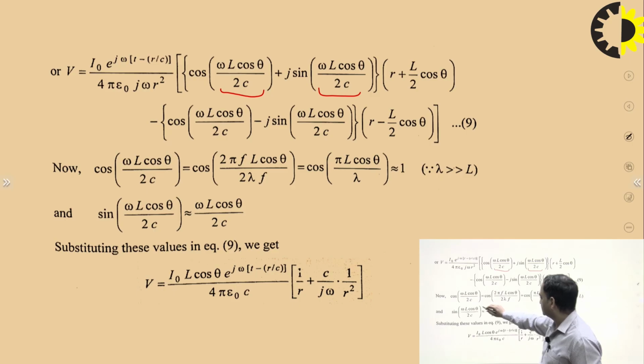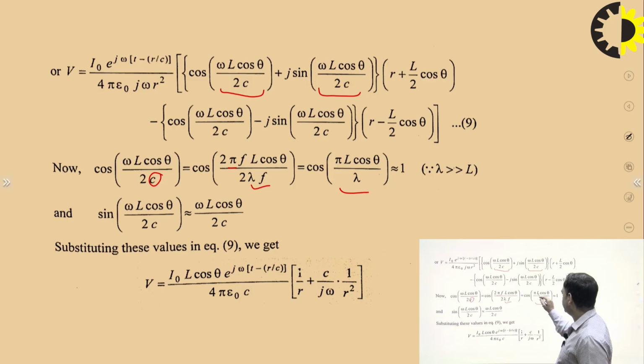So we are getting omega L cos theta upon 2c, right? We know omega is equal to 2 pi f, and L cos theta upon 2 lambda. So in place of c, we are using lambda f. After solving this, we get pi L cos theta upon lambda. We know that lambda is very much greater than L, so this value will be very small. If we assume theta tends to 0, cos 0 is 1, so we represent this cos function as equal to 1.